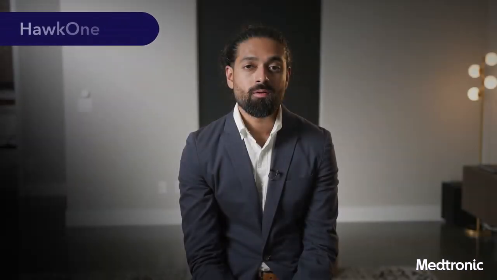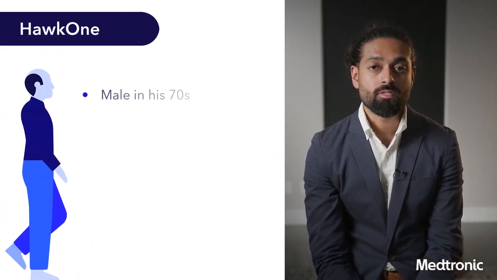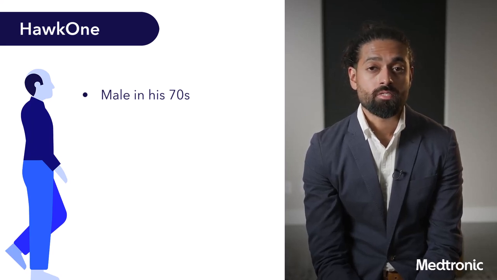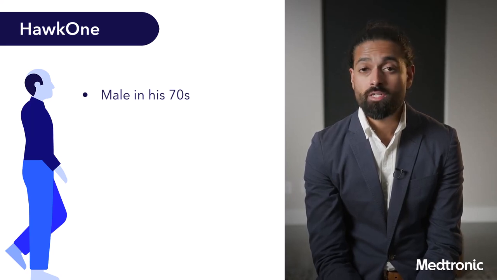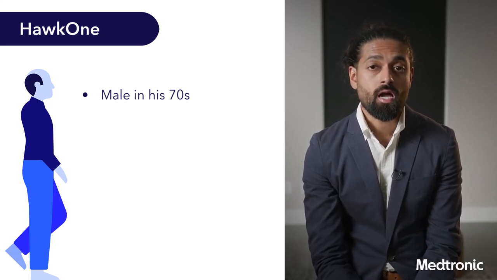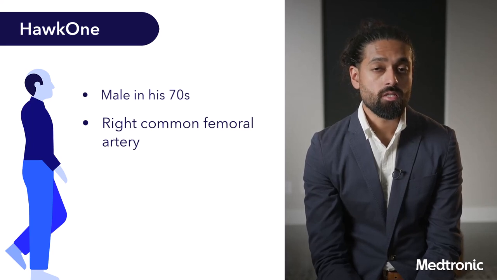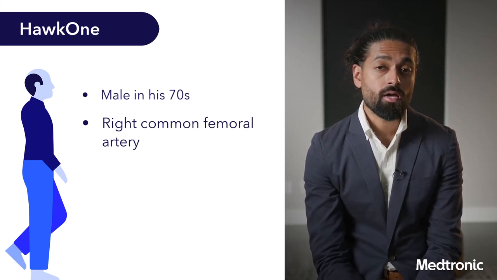In this case, a male in his 70s came to the clinic complaining of right lower extremity claudication. I looked at the images and the ultrasound exams, and I decided to perform an angiogram. His lesion was in his right common femoral artery, which is an area where you want to proceed with a little bit of caution because that's the area that surgeons would use for a bypass.